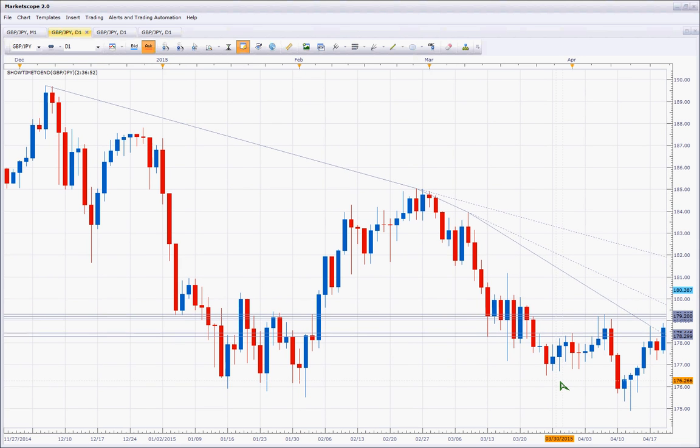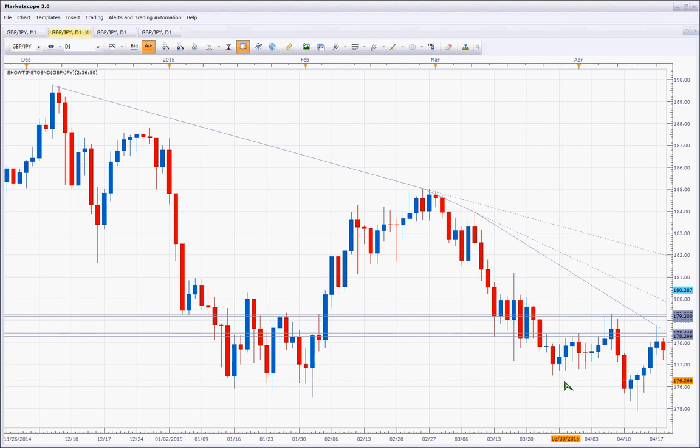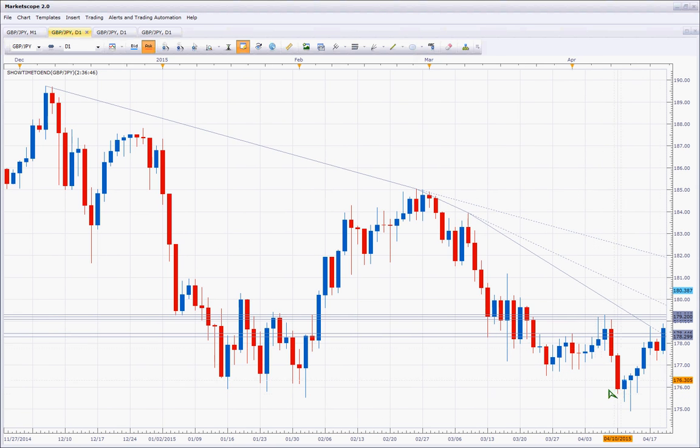So if you're at this level and you're trading the pound against the yen, so if you go back to basics, is this a buy, sell, or a hold? Type it in the chat box for me, please.